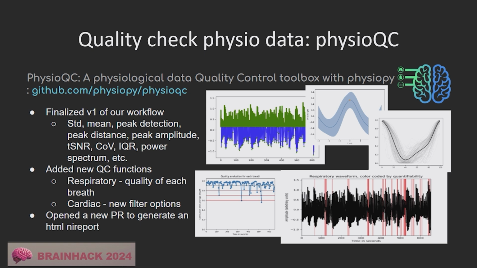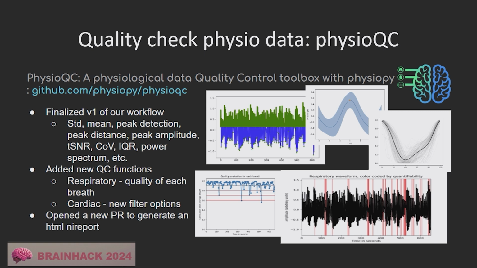Whether it's cardiac data or respiratory data, you can have plots of standard deviation, the mean, and peak detection. Here you can see some of those. There's also a cool new quality check function for respiratory data that checks the quality of breath. As you can see, it looks kind of blurry for me over here, but essentially it goes through the respiratory waveform and tells you the quality of the potential breath, and if it's wrong, you can potentially remove that or scrub that or clean that however you would like.